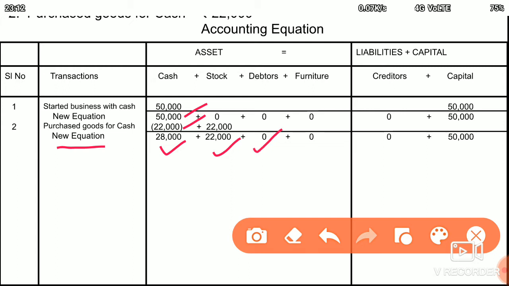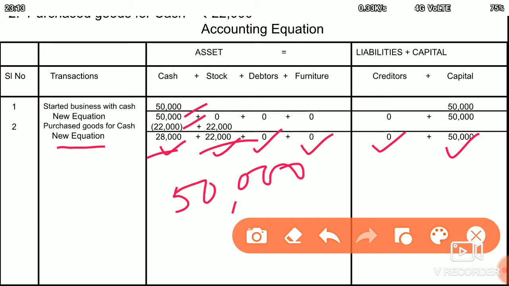Debtors is unaffected, so it is 0. Furniture is unaffected, so it is 0. Creditors not affected, 0. And the capital remains the same as 50,000. Now again we will check the total of the assets. If we add 28,000 plus 22,000, we get 50,000.